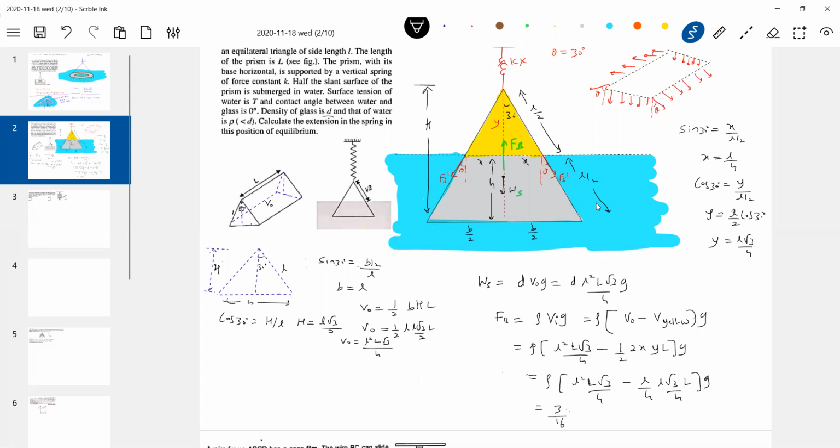Okay, here 2 gets cancelled, no? X is L by 4. Y is what? L root 3 by 4. Okay?